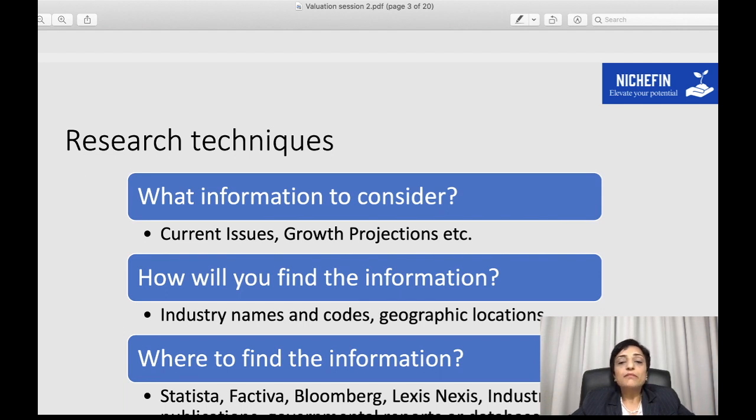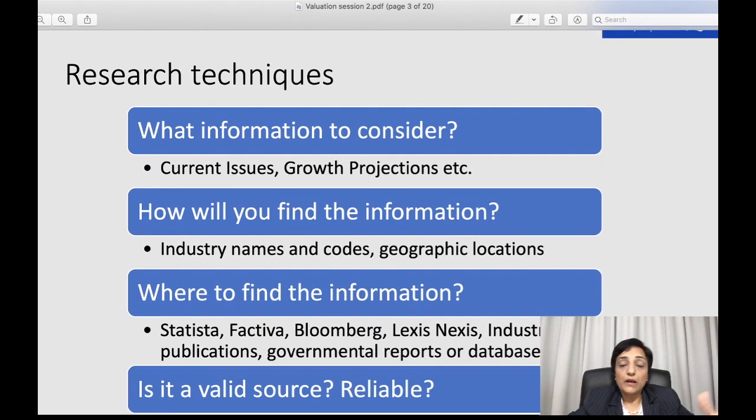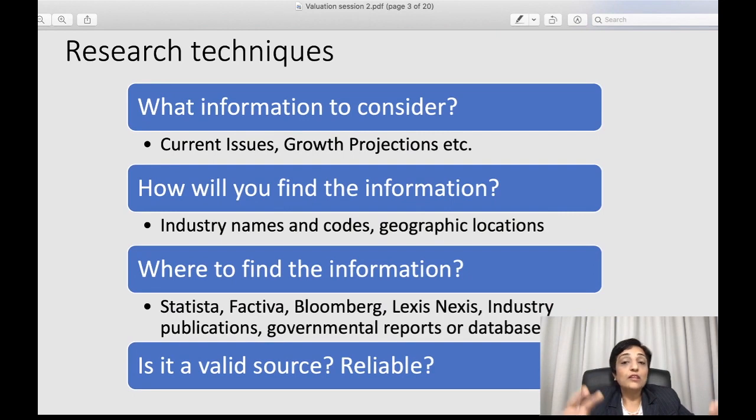Then we can synthesize or crystallize that information by looking at the geographical location. So if we are looking at an industry in Asia, or let's say the Asia Pacific region, then we need to look at the reports for that area. Where to find them? As I discussed earlier, we can find them on Statista, Factiva, Bloomberg. LexisNexis is a very good source also. Then industry publications, government reports, or databases.